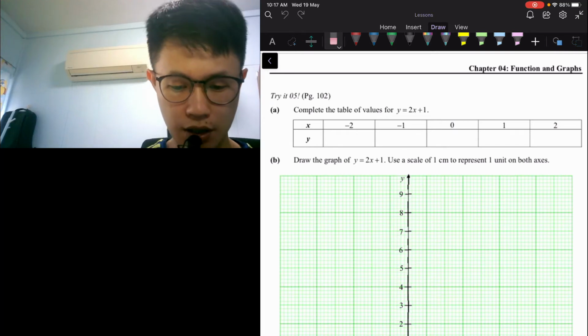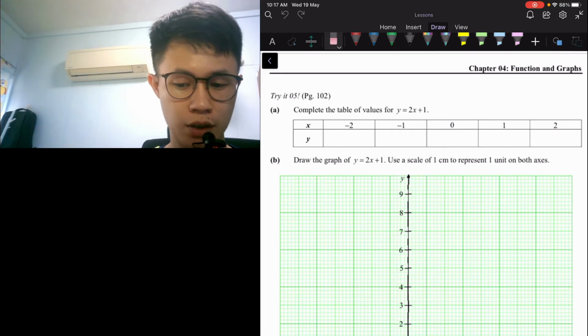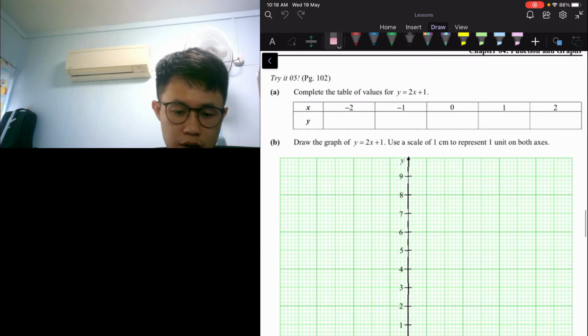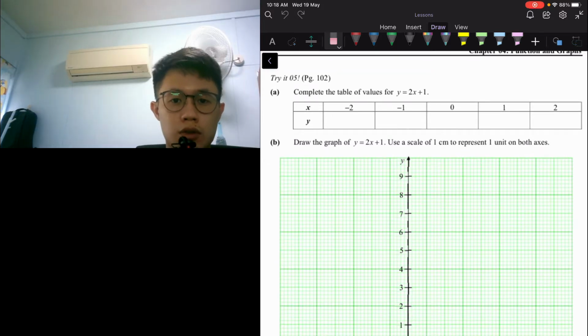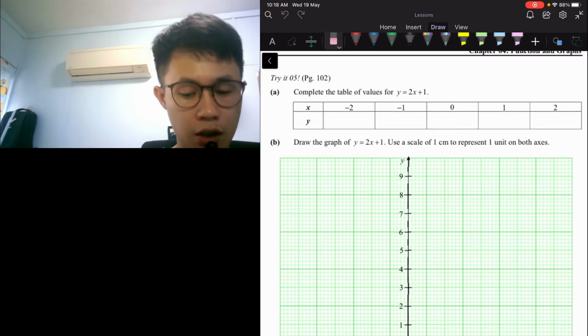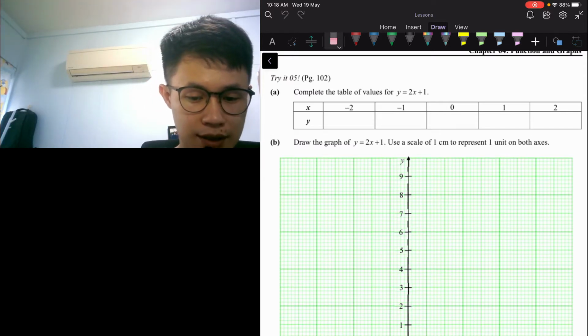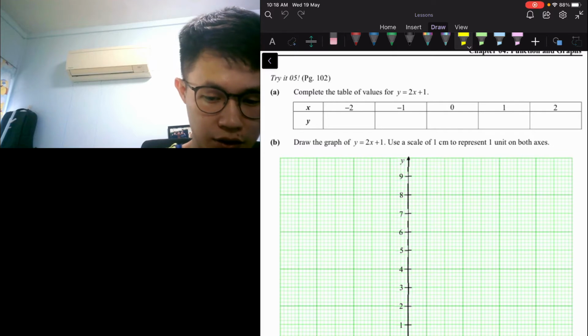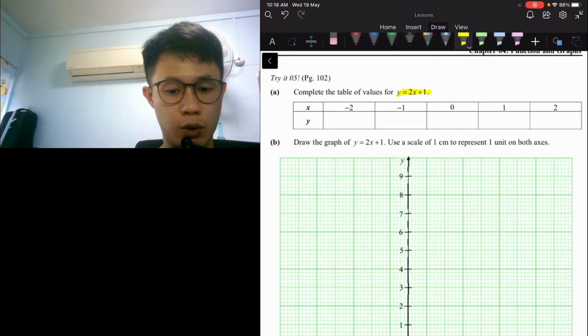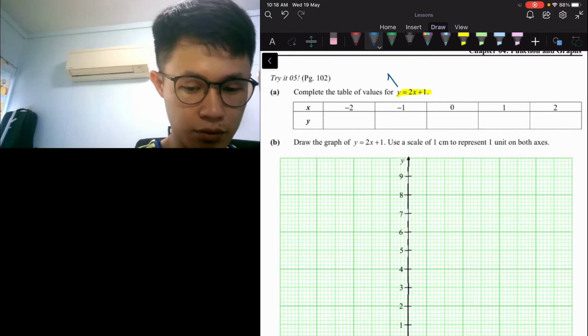Okay, welcome to this lesson on function and graphs. In this example I would like to try to illustrate to you how it is possible for me to draw a graph. Now we understand that this is a function. So this y equals 2x plus 1 is actually a function.